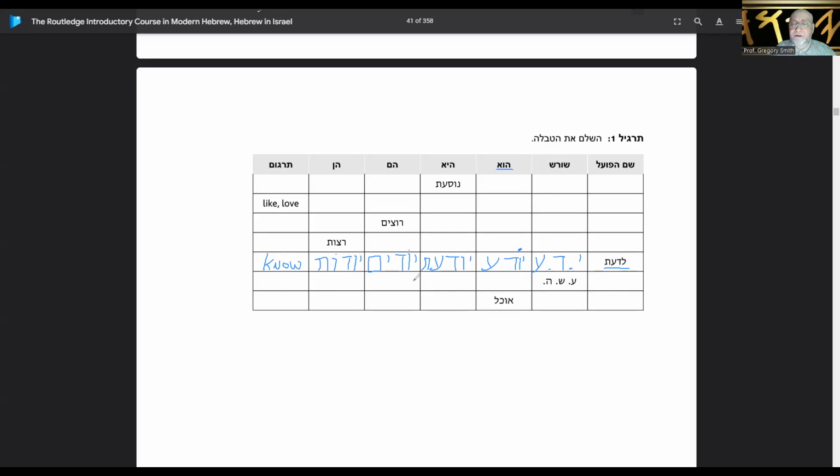Okay. Now notice there's a lot of segol in here. For example, yodea, underneath the dalet, we might see a segol, which is the AY sound. And then notice also here, we have a petach under the ayin. So let's take a look at our answers.